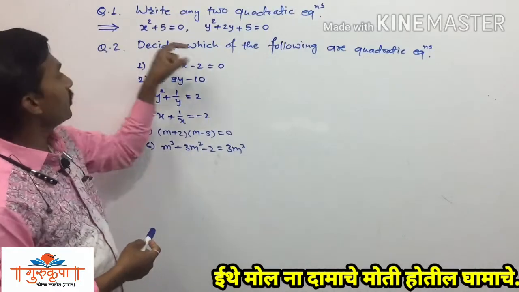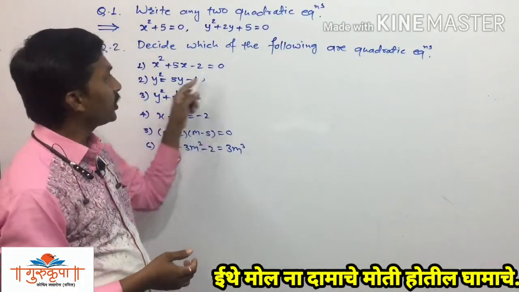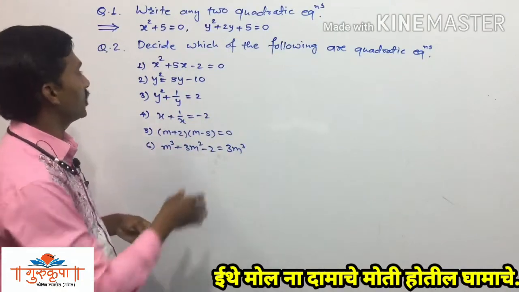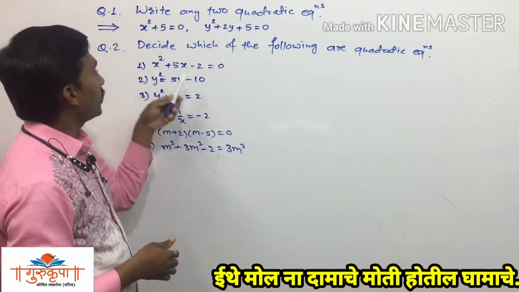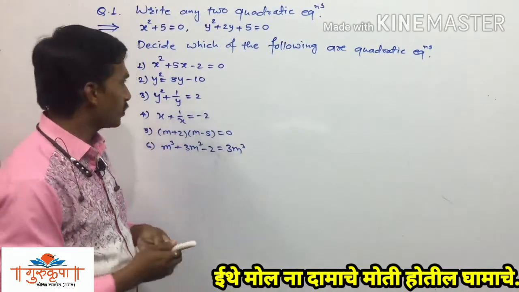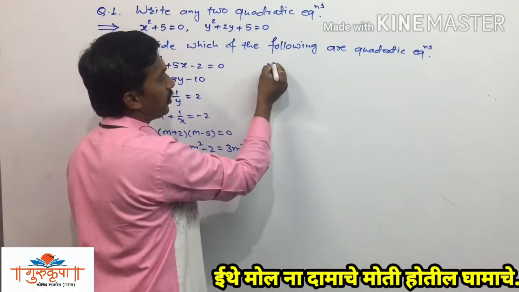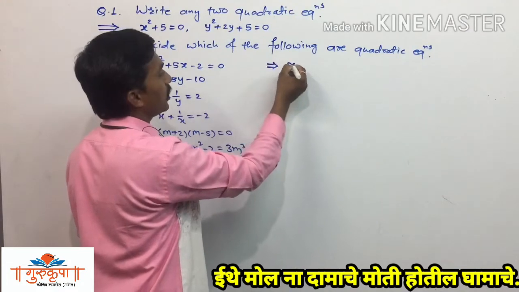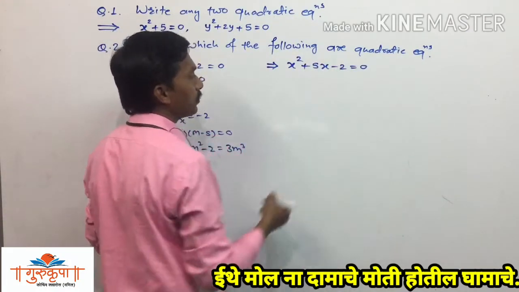Now we have the second question: decide which of the following are quadratic equations. We have the first equation, which we have to decide whether it is a quadratic equation or not. So we will write that question here: x square plus 5x minus 2 is equal to 0.